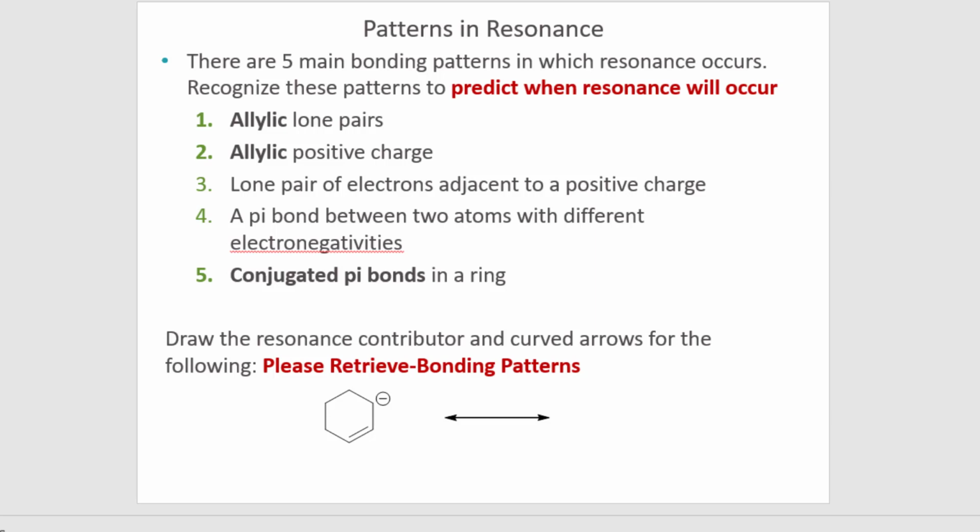Now, some of these terms are new and we'll go over them, don't worry, this is just a summation page. The first one is allylic lone pairs. Then we'll talk about allylic charges, positive charges. Lone pairs of electrons adjacent to a positive charge. A pi bond between two atoms with different electronegativities, and conjugated pi bonds in a ring. So let's look at this case right down here. Draw the resonance contributor and curved arrows for the following.